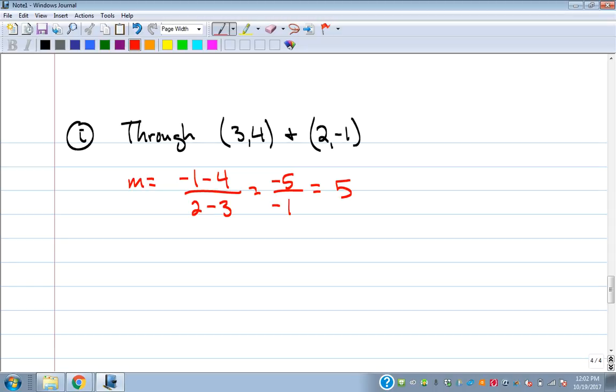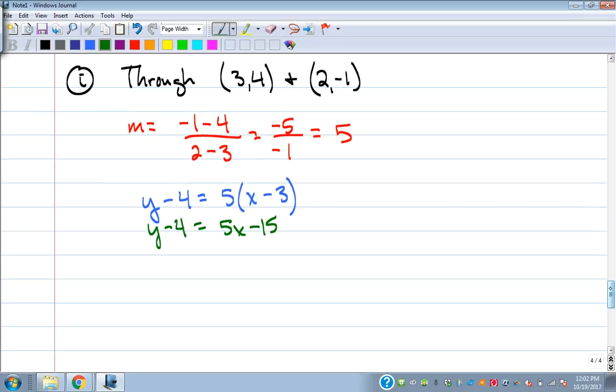All right. And then, does it matter which ordered pair I use? Which one do you guys want to use? I would think 3, 4 would be the best one because you don't have to deal with extra negatives. Okay, so what would my point slope form be for that? Yeah, there you go. Plug it in. Work it to get x and y on the same side. 5x minus 15, y minus 4.